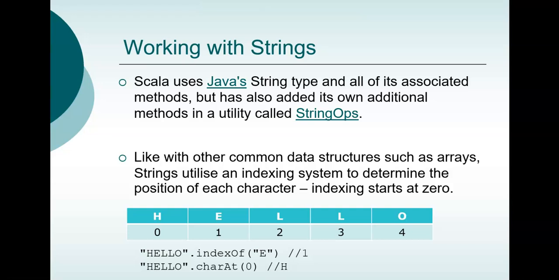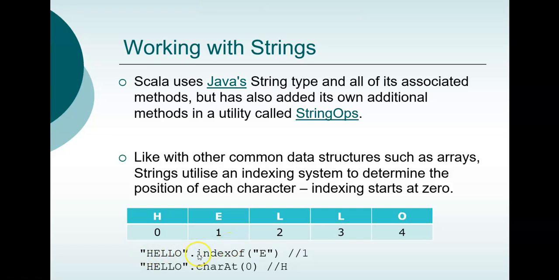Apart from that, Scala also has its own utility called StringOps. Now, like with other common data structures such as arrays, the string utilizes an indexing system to determine the position of each character. And as usual, the index starts from 0. So for example, when you have the string hello, this is the way it is being indexed. H is location 0, E is 1, till 4.